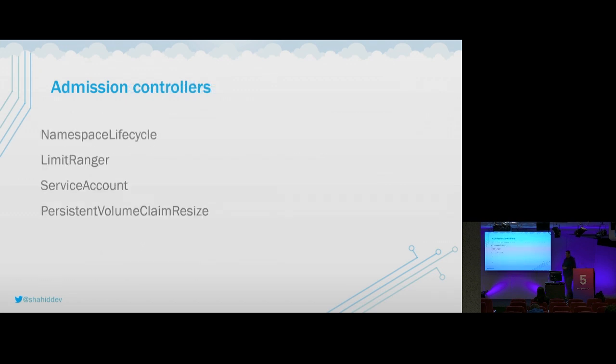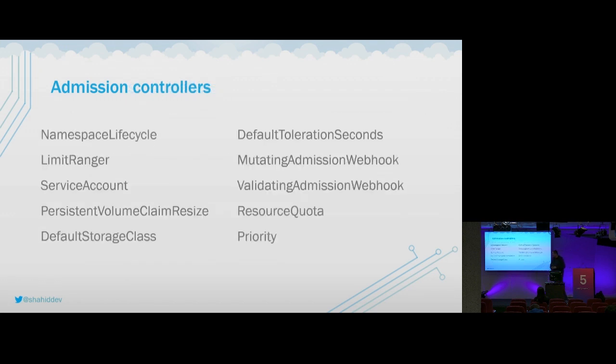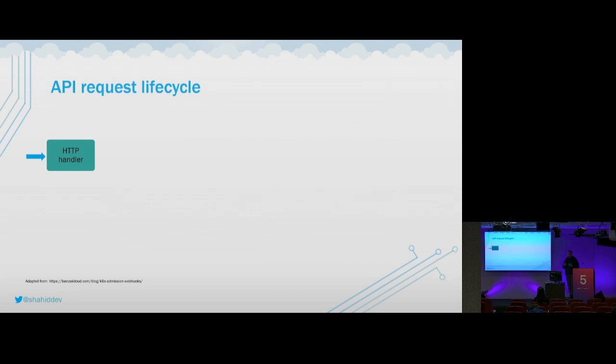So there's a number of built-in ones. I'm not going to talk about these in great detail. I'm not going to talk about them at all, other than 2 of them. Let's have a quick look where they sit in the lifecycle of the API. So I do an API request. It hits the HTTP handler, goes through some authentication and authorization. Then we run the mutating admission controllers.